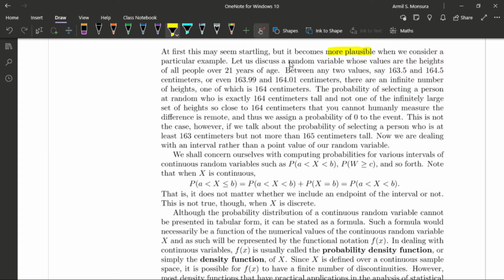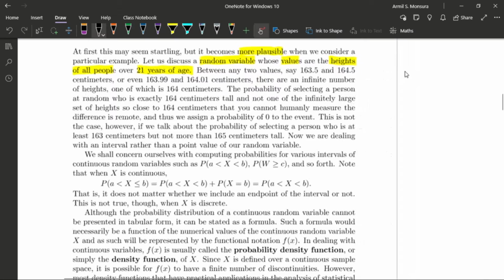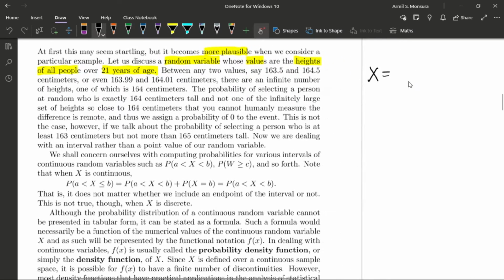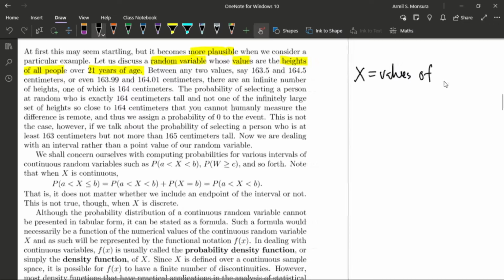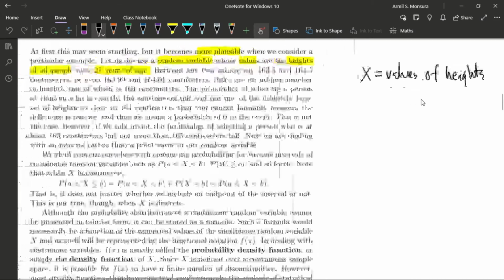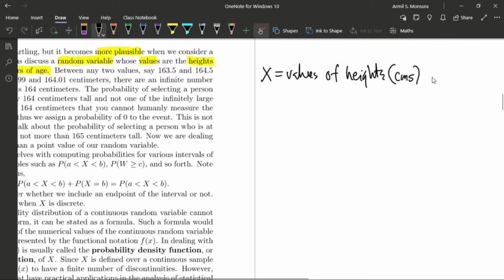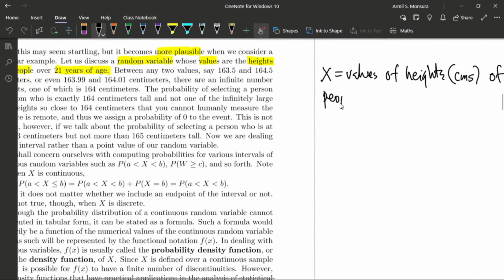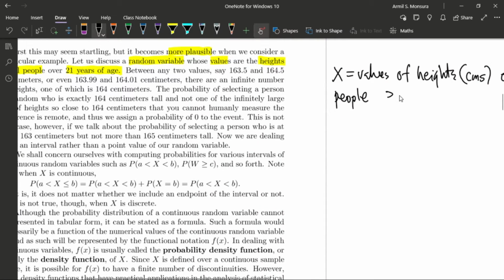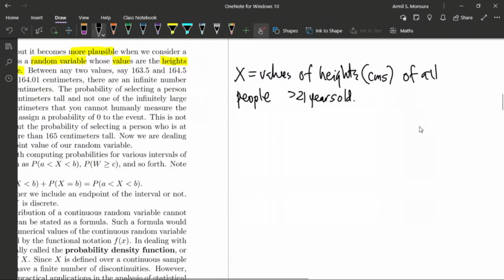But it would become more plausible when we consider a particular example. Okay? So let us discuss a random variable whose values are the heights of all people over 21 years of age. Okay? So yun yung random variable natin. Say X represents a random variable that assumes the values of heights in centimeters of all people greater than 21 years old.